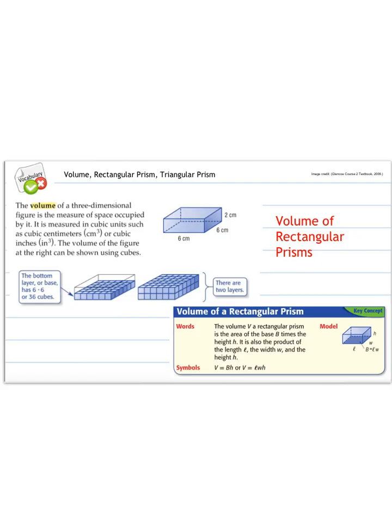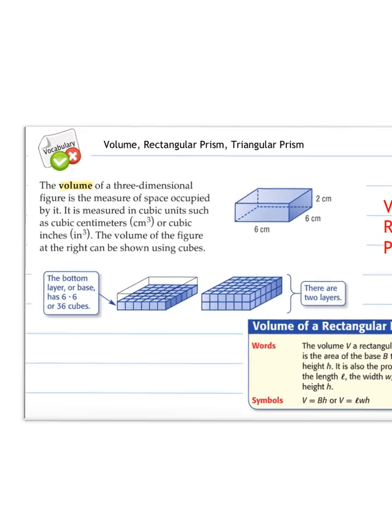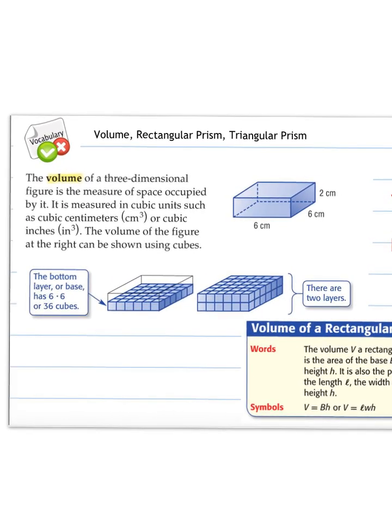Some vocab that we need to know is volume, rectangular prisms, and triangular prisms. The volume of a three-dimensional figure is the measure of space occupied by it. It is measured in cubic units, such as cubic centimeters or cubic inches. And the volume of a figure at the right can be shown using cubes. So it's the amount of space that a three-dimensional figure takes up.